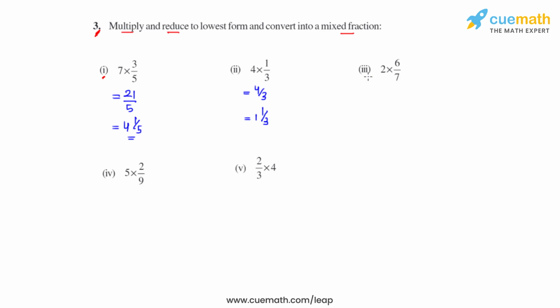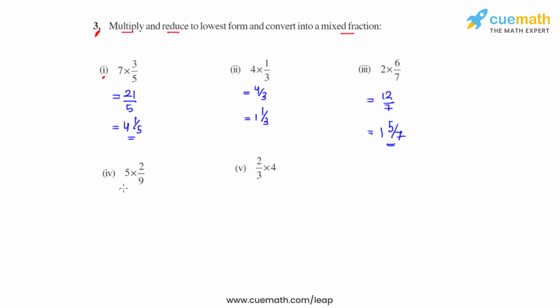Now coming to the third bit, we have 2 times 6 over 7. The product of these two will be 12 over 7. When we divide 12 by 7, we get the quotient as 1 and the remainder as 5. So the mixed fraction for this will be 1 5 over 7.